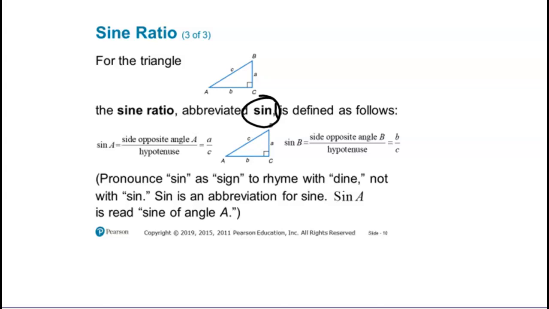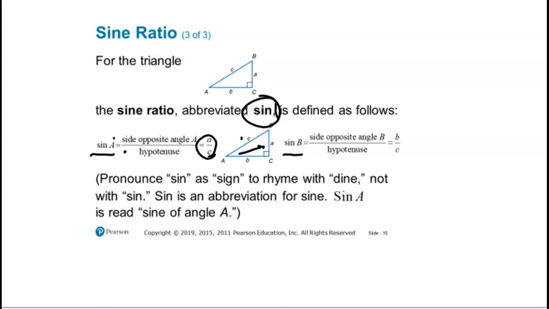Notice it has two definitions: sine A and sine B. With sine A, it is the side opposite of angle A, whatever that length is, over the hypotenuse, whatever that length is. Just two numbers. So a over little c. And you don't have to memorize these because you'll have them written down.